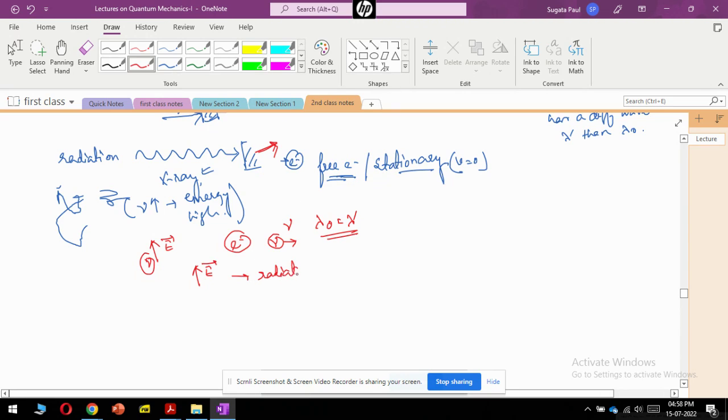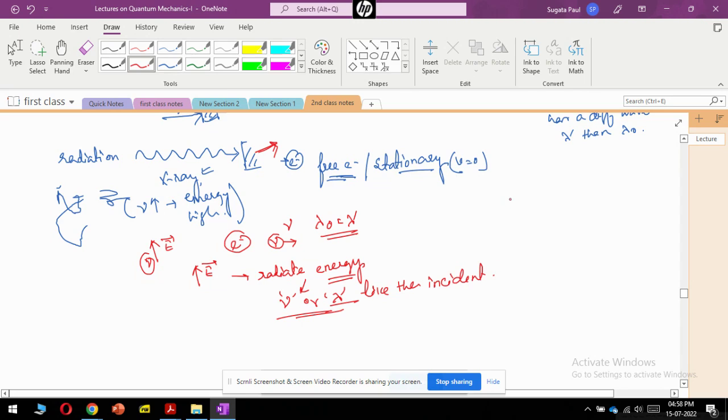The electron oscillates and therefore it radiates energy like the radiator atoms, and the energy radiated will have the same oscillation frequency or same oscillation wavelength as the incident one. So this was the classical theory.